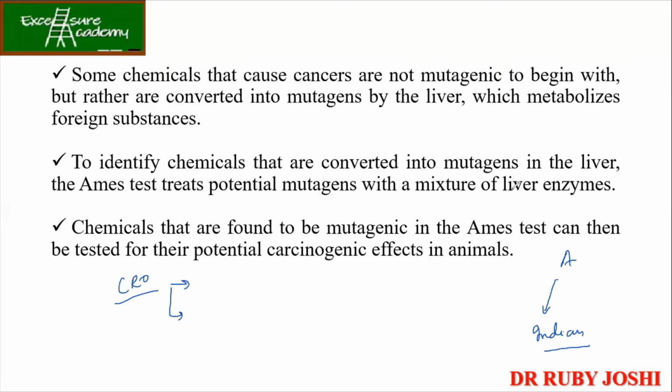I hope the ARMS test is clear now, like why it is important to check the potential carcinogenic effects. Obviously we can't do it directly in animals, so we go with the cell lines. In bacteria we first check, then slowly if it is successful, we go into the cell lines, mammalian cell lines. Then we go into mice, after mice into chimpanzee, and after chimpanzee into humans. So that's all about the ARMS.